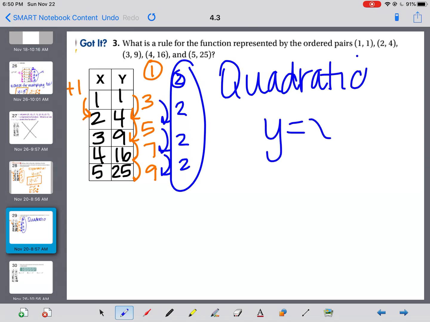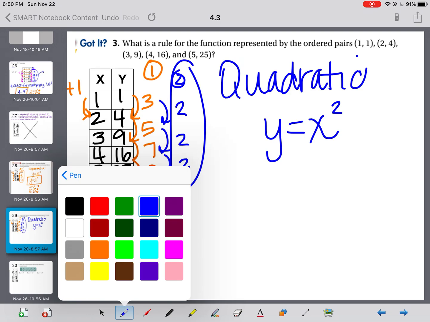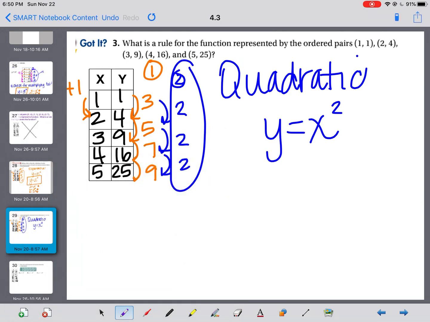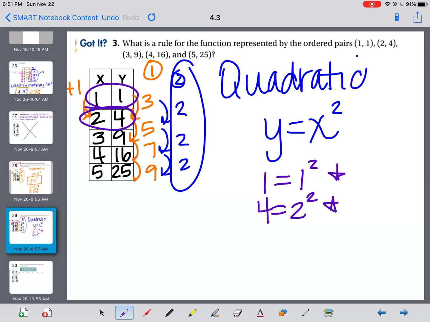Second difference, add 2, add 2, add 2. Okay, so second difference means that it's going to be quadratic. And the parent function for quadratic is y equals x to the second power. Now I just need to make sure that that works without any additions.